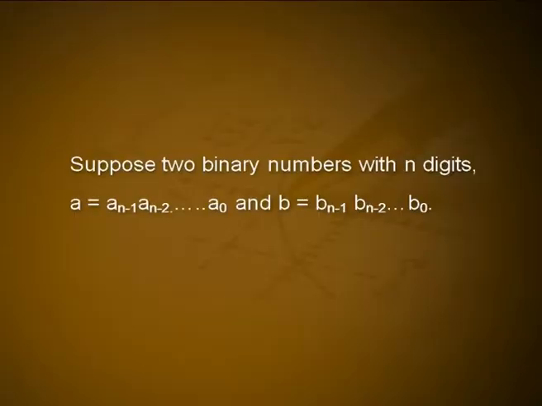Example 3. Determine the time complexity of the binary addition. Solution. Suppose two binary numbers with n digits, a equal to a_{n-1} a_{n-2} etc. a_0 and b equal to b_{n-1} b_{n-2} etc. b_0. Then the sum is given by a plus b is equal to d, which is equal to d_n, d_{n-1}, d_{n-2}, etc. d_0. Each d_i is obtained by adding and carrying in the usual way.